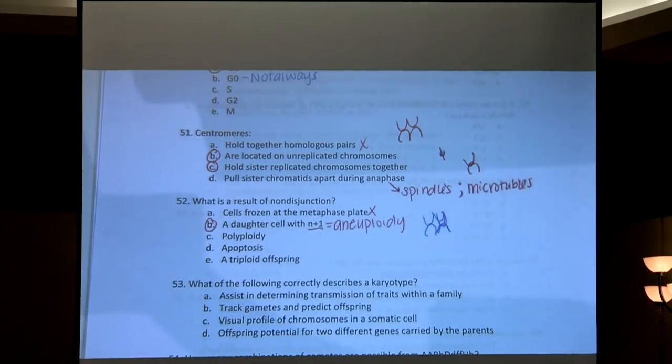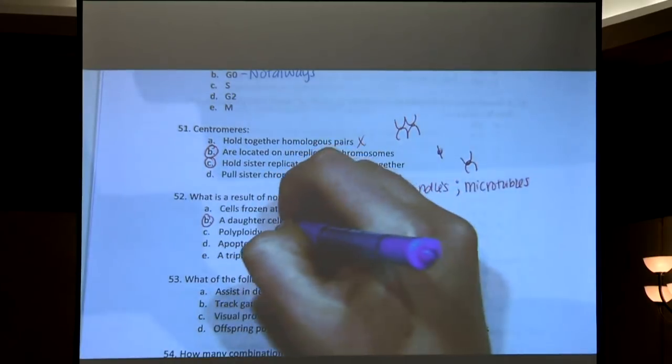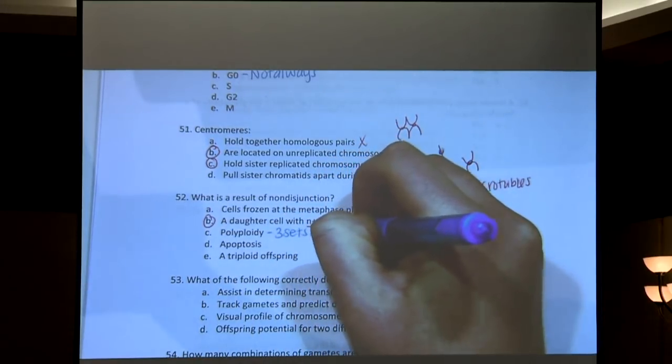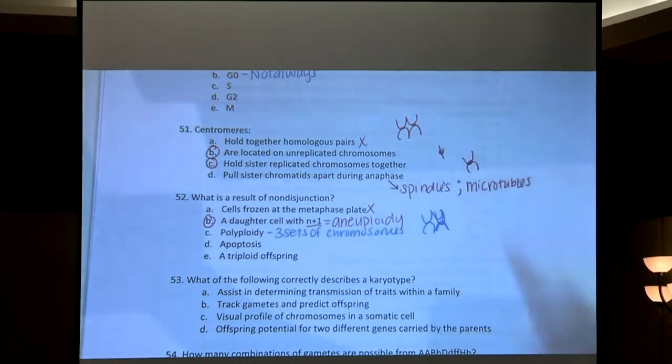Would we possibly have polyploidy occur? What do we think? So just a reminder, polyploidy is 3 sets of chromosomes, all right? Usually non-disjunction will not occur at all of the chromosomes. So we won't see polyploidy unless it's a very extreme case, okay? Polyploidy would usually be associated with something else.